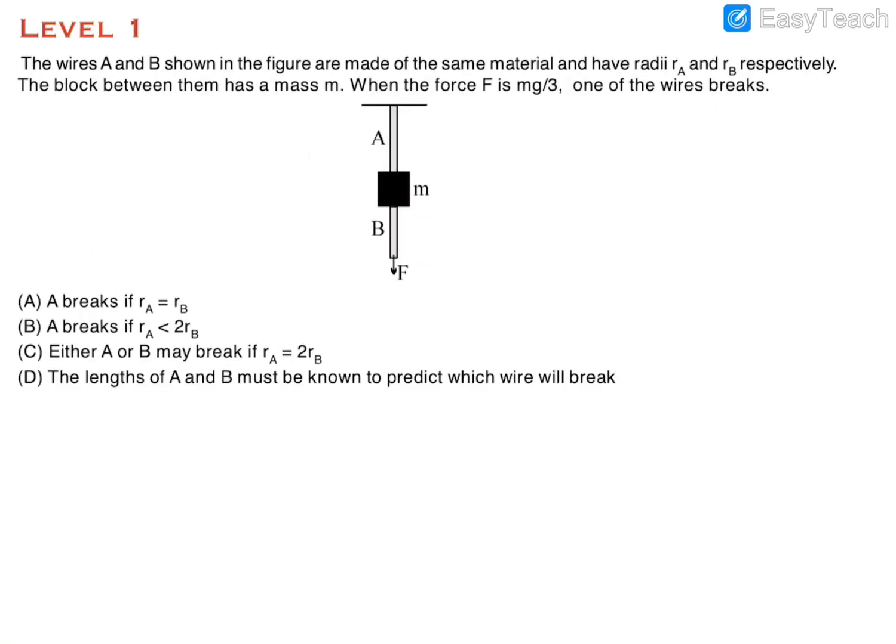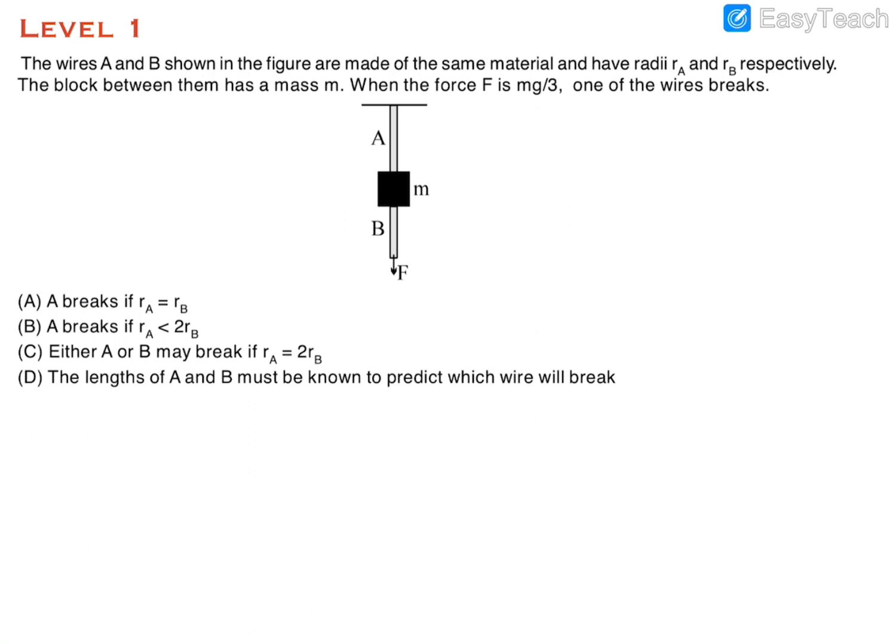In this question, there are two wires, A and B. Wire A has a radius of RA and wire B has a radius of RB. And there is a block of mass M which is connected between these two wires. A force of mg by 3 is applied on the lower end of the wire B. Then we have to choose the correct option.